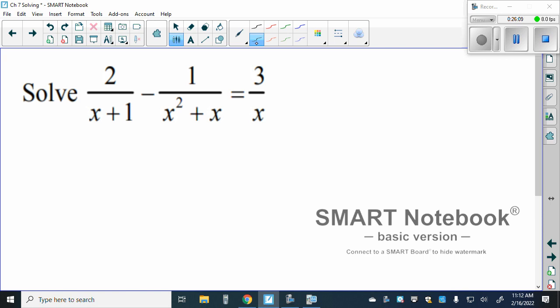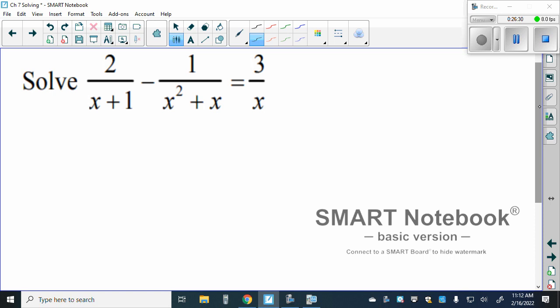Now this one here, it's very tempting, because we'll look at restrictions here in a second, to say that I need to multiply each one of these by x, x plus 1, and x squared plus x. It's very tempting to say that. And it would work. It would make solving it a lot harder at the end, but that would work. And the issue comes in with the middle term.